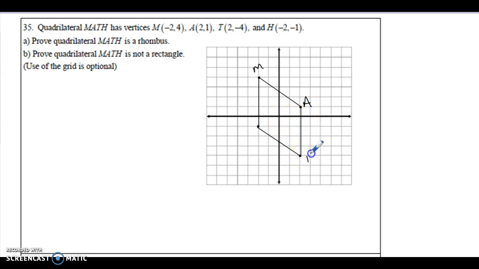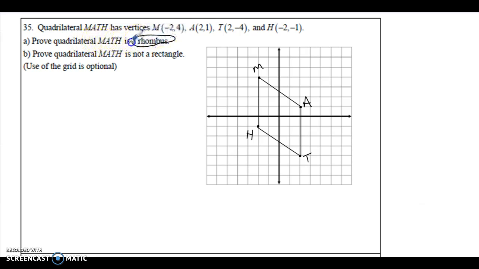We did go over a question like this on the last day of school, I think it was, with H at (-2, -1). I just want to make sure that you keep practicing this because if we get a proof and you're graphing in your proof, then this is called a coordinate geometry proof. For coordinate geometry proofs, you're using things like slope and lengths of lines to prove, in this case, that MATH is a rhombus.